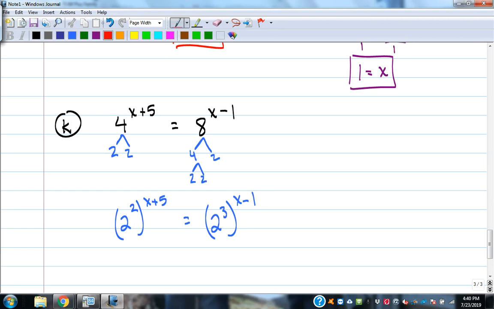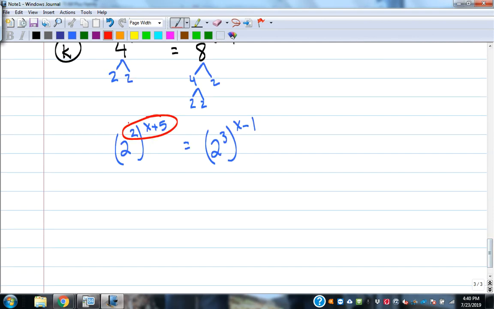And then we have to follow those exponent rules that say, okay, take those and multiply them together. 2 times x, 2 times 5, will be 2x plus 10. Same rule over here on the right. We're going to take that 3 and multiply it to both of those pieces. That'd be 3x minus 3. Notice I've dropped the base of 2 because they're the same. Once I get the bases the same, that allows me to do that.